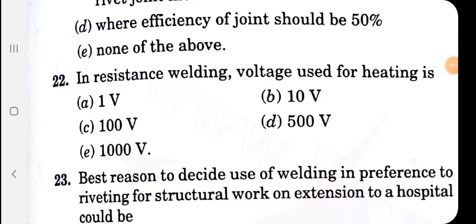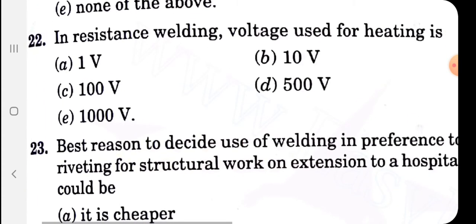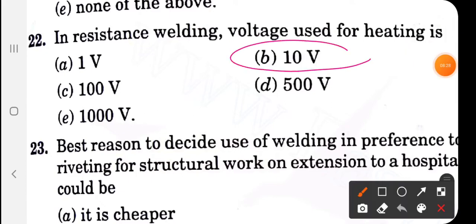Next, the resistance welding. In resistance welding, voltage used for heating is, 22 is B, that is 10 volts, because in resistance welding more current will be used and very little voltage. So here 10 volts will be used for resistance welding. Okay, 22 is B.